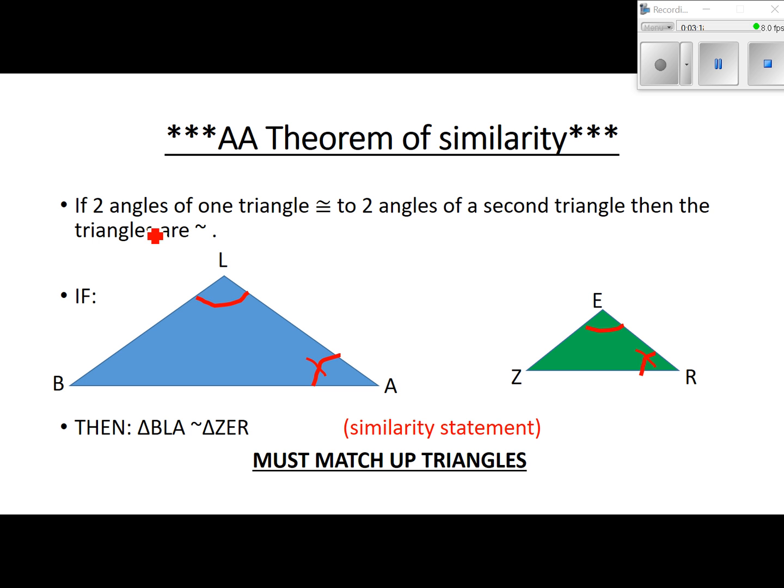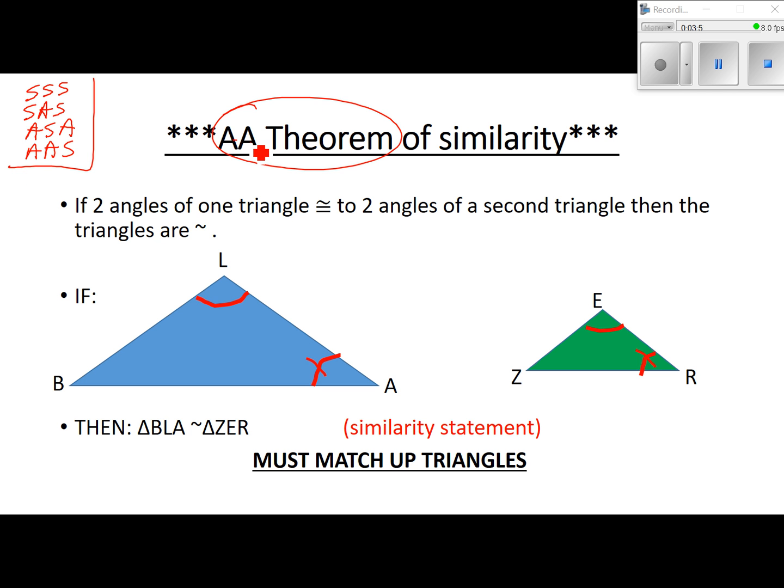The easiest way to prove two triangles are similar is to use the AA theorem. Remember when we were dealing with congruent triangles, we used theorems like side-side-side, side-angle-side, and angle-angle-side to prove that the triangles were congruent. There are other ways to prove triangles are similar other than AA, but this is the only one that we're really going to deal with. It's the one that gets used the most and it's the easiest.